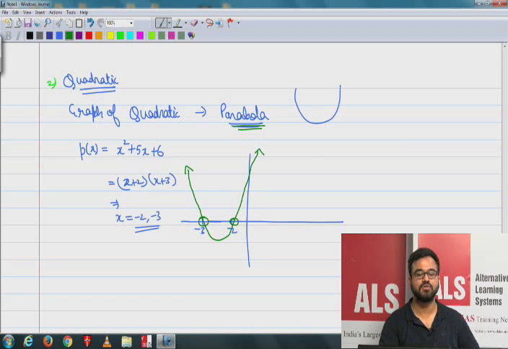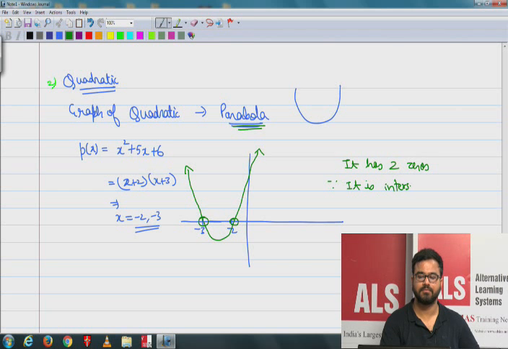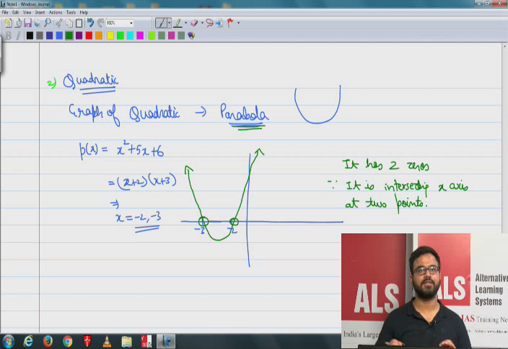So how many zeros does this polynomial have? It has 2 zeros, since it is intersecting the x-axis at 2 points. Getting this? Are you getting this concept? Please raise your hand.